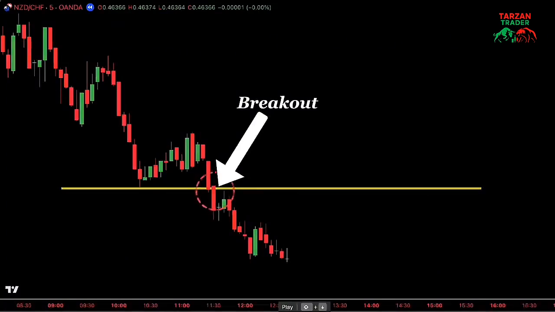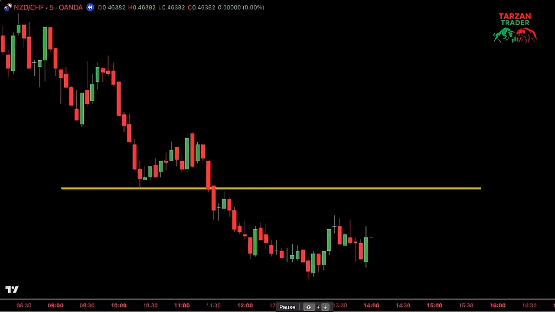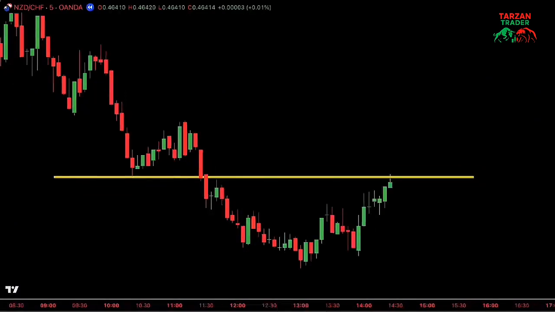It turns into resistance. The reason is simple. A level that previously acted as a floor for the price is now being accepted as a ceiling. Sellers are now willing to enter at this level, preventing price from moving higher. Now when the market retraces upward again, it does not move randomly.